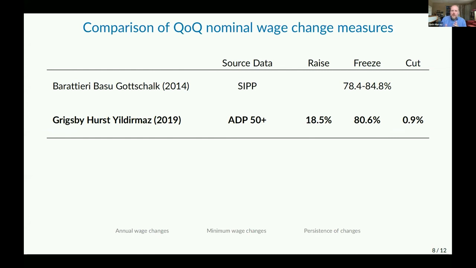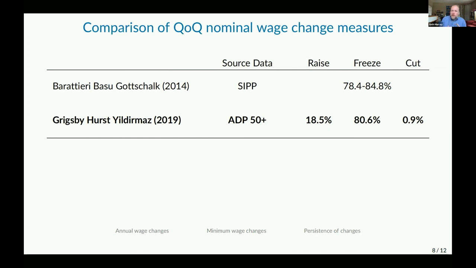They find that between 15 to 20% of workers receive a wage change in any given period, and almost 1 in 5 workers are having no wage change quarter over quarter. The more recent study by Grazzi, Hurst, and Yildirim is using administrative payroll data from the ADP payroll processor. And they're focusing on firms that have at least 50 employees. That's who this particular ADP data comes from.